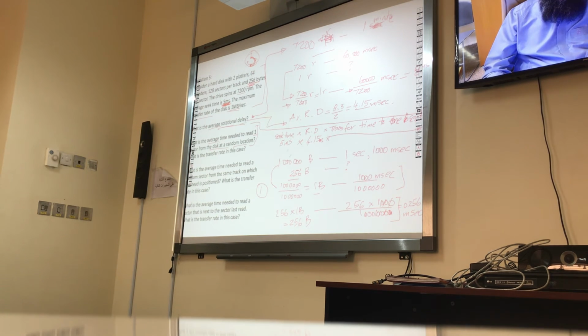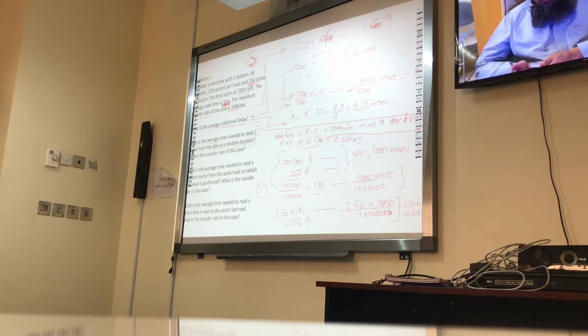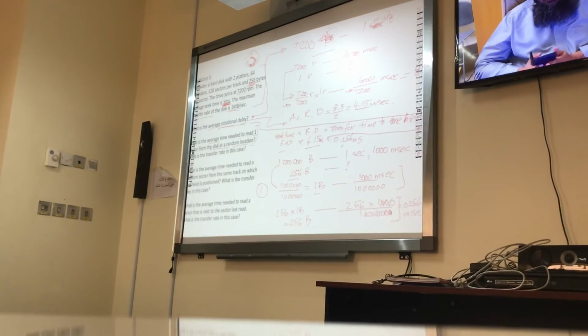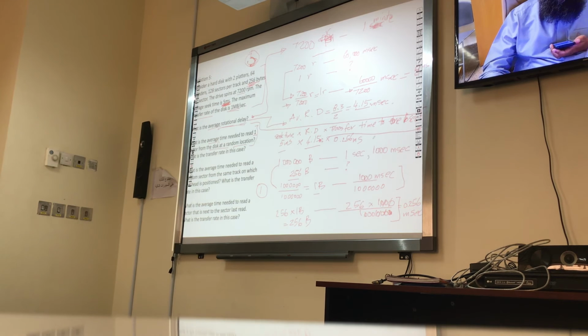So I had here 5 millisecond seek time, 4.15 millisecond rotational delay, and then 0.256 millisecond to transfer one block. So the total time which is required is 5 plus 4.15 plus 0.256. So it comes out to be 5.12 milliseconds. Okay, that is, 5.12 milliseconds will be needed to transfer one block.